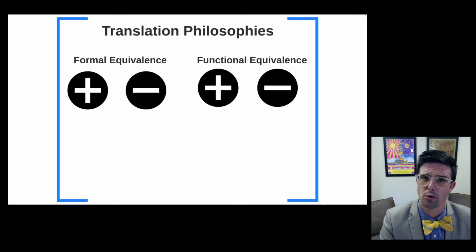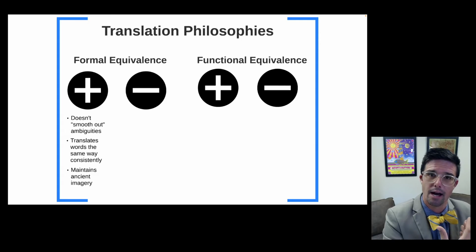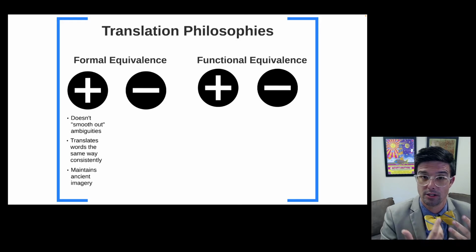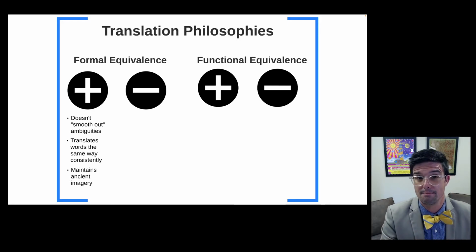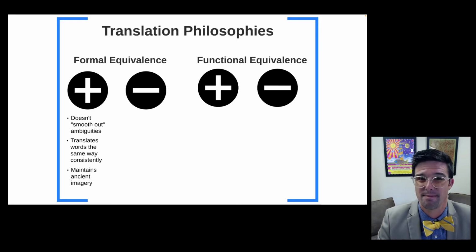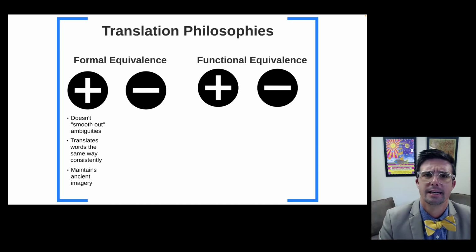On the formal equivalence side, some of the positives about formal equivalence translations is they don't smooth out ambiguities. If there's something in the Greek that is a bit unclear, they will often try not to make a decision about that ambiguity, but to let it stand.